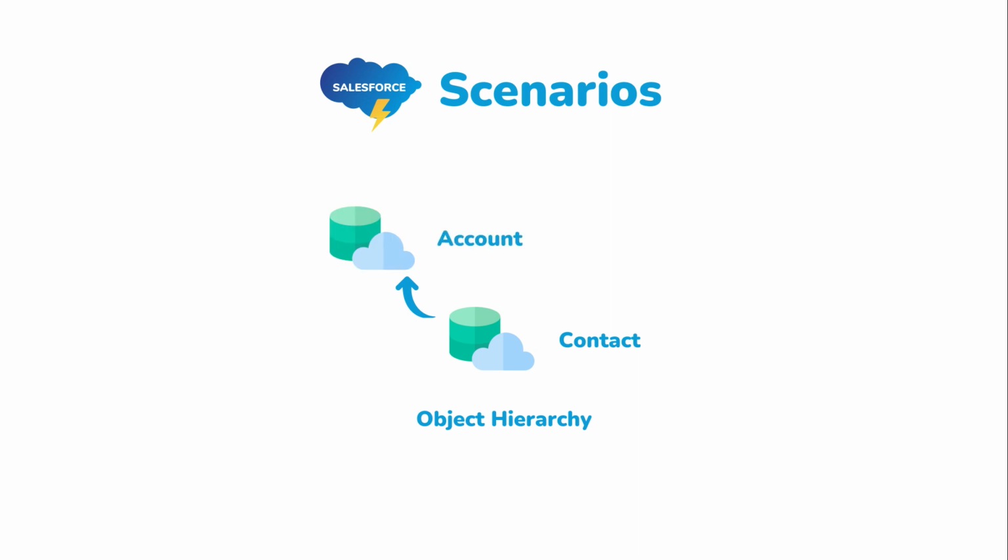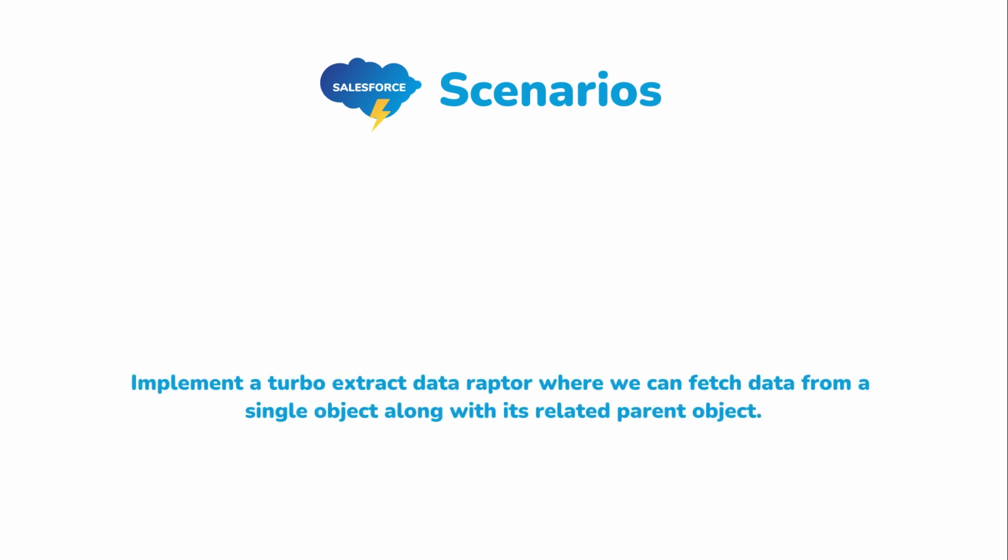Now, account and contact are related where account is the parent of the contact. So, as the proposed solution, we can go ahead with a Turbo Extract DataRaptor, in which we can fetch the data from a single object along with its related parent object.